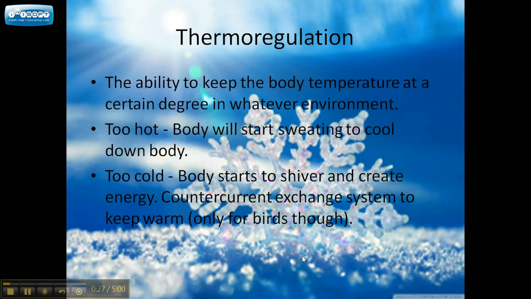As you all know, all species have their own body temperature. In the snowy owl, the body temperature is around 38 to 40 degrees. So how does the owl or other species regulate their own body temperature in different environments? Well, let's take the snowy owl as an example. It adjusts its body temperature through thermoregulation. Thermoregulation is the ability to keep the body temperature at a certain degree in whatever environment.